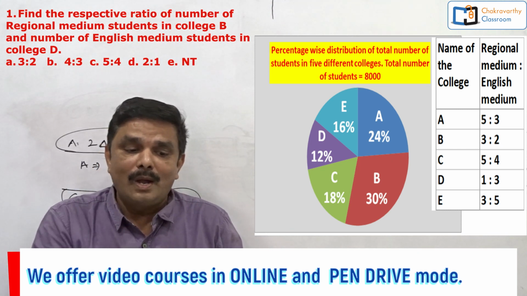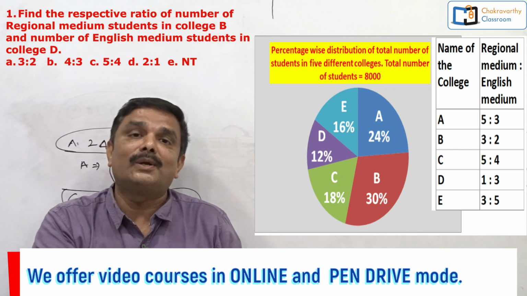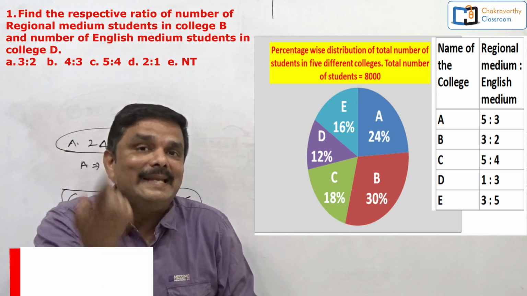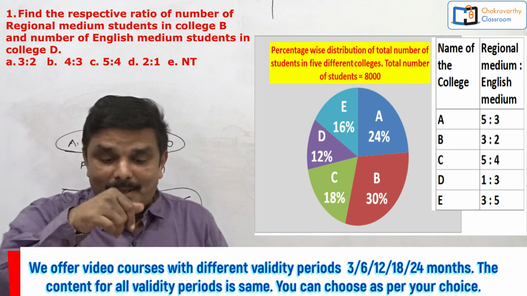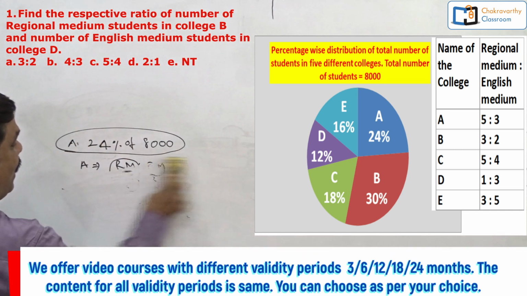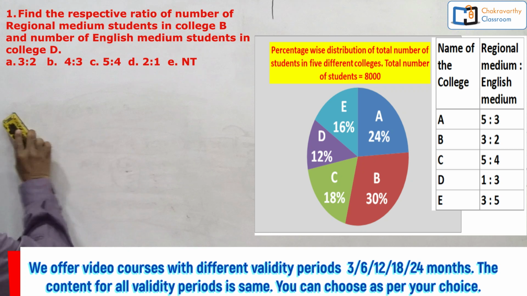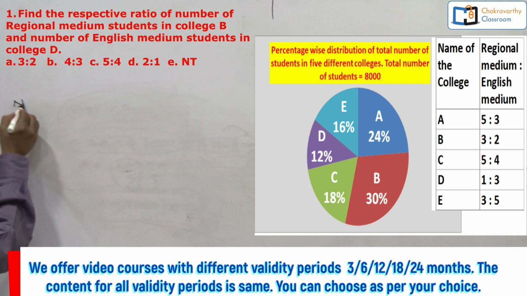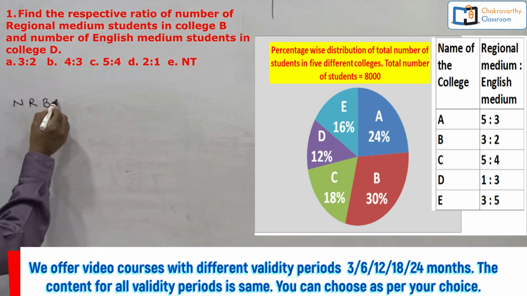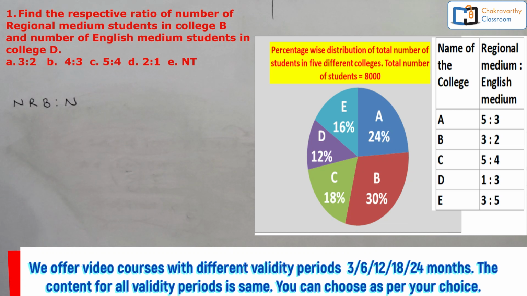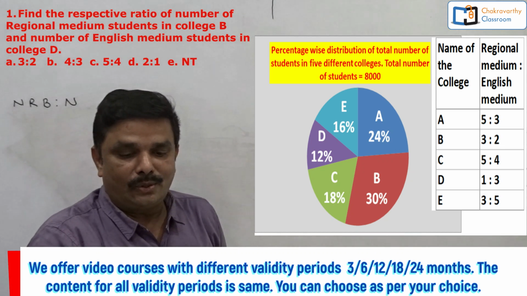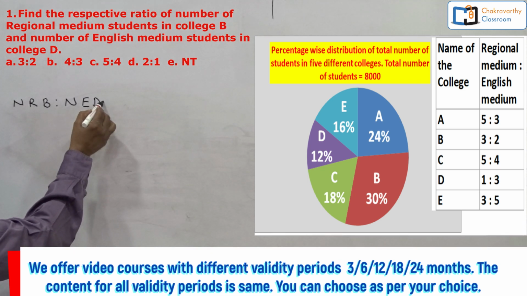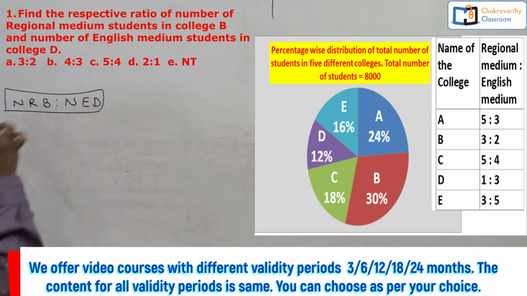Okay, the ratio of the number of regional medium students in college B and the number of English medium students in college B they are asking. Simply you can do this one, but how to go for this in the examination? See students, how they have asked: number of regional medium students in college B is to number of English medium students in college D. This ratio you have to find.